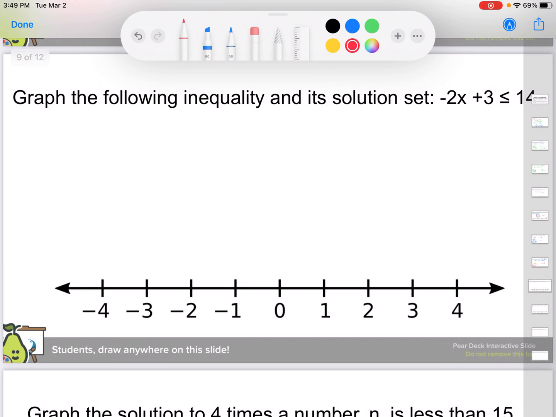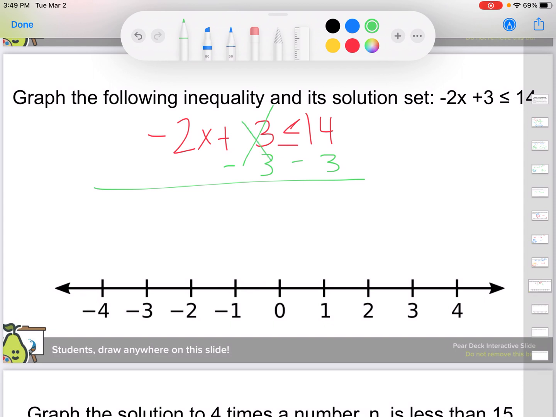Graph the following inequality and show its solution set. So I have -2x plus 3 is less than or equal to 14. So I'm going to subtract 3 on each side to create that 0 pair. Then I'm going to divide by the -2. When I divide by that -2, I have to flip the inequality. So I get 5.5, and it's going to be a -5.5.